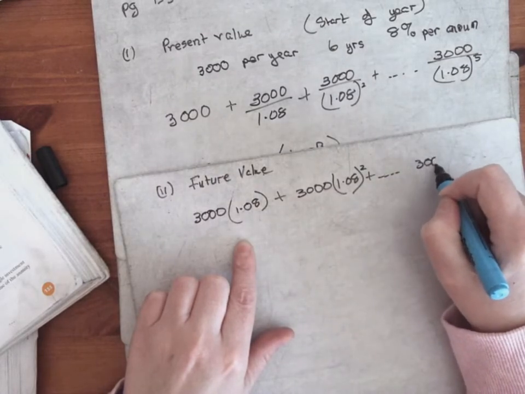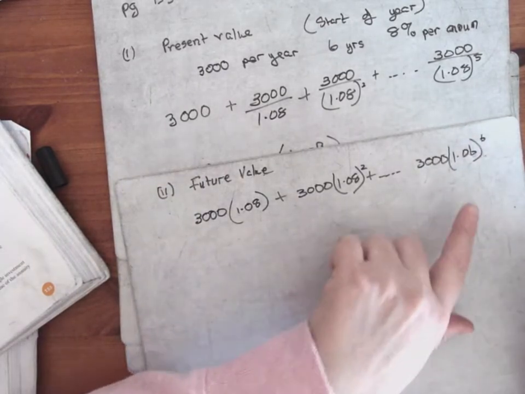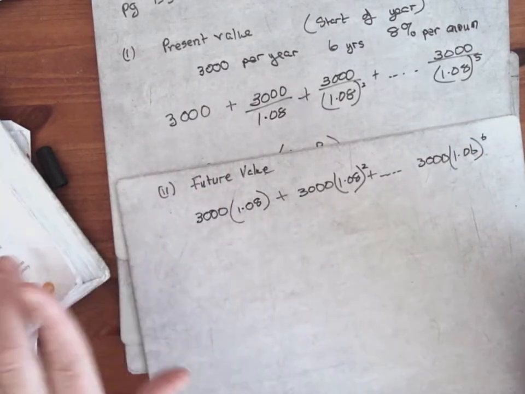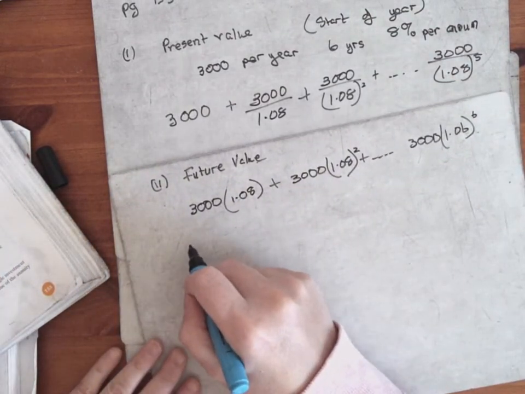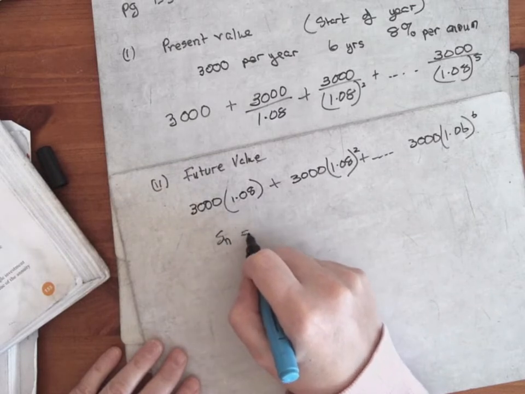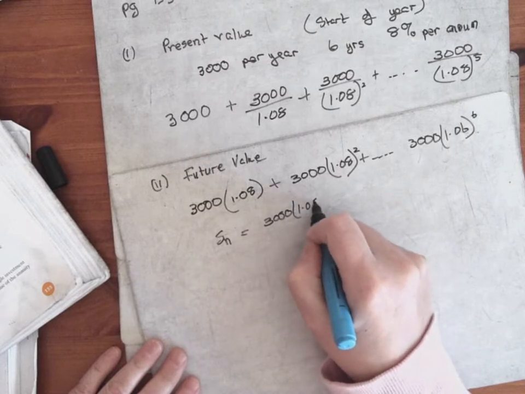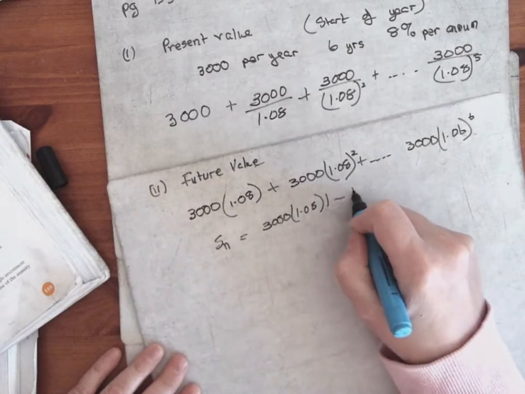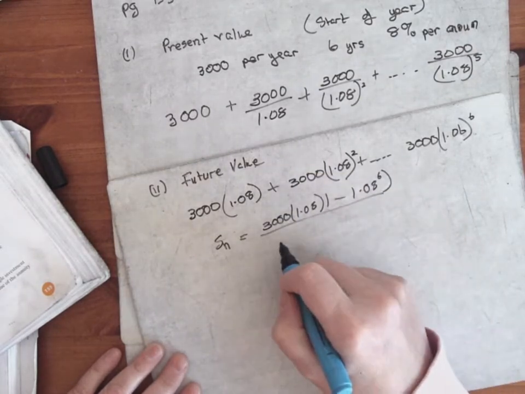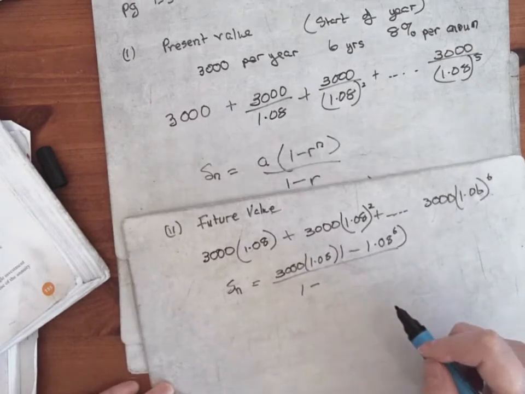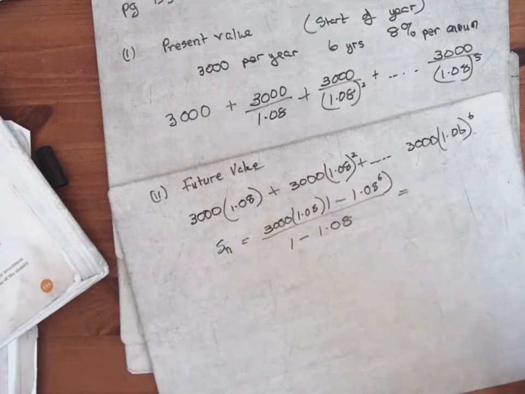Okay, so the first 3,000 euros you will get interest on it for 6 years. The second 3,000 you'll get interest on it for 5 years. The third 3,000, etc. The last 3,000 you'll only get interest on it for 1 year. Okay, so again that's a series. So a is equal to 3,000 times 1.08. 1 minus r in this case is 1.08, the power of n is 6, all over 1 minus r, which is 1.08. Okay, into the calculator with that.